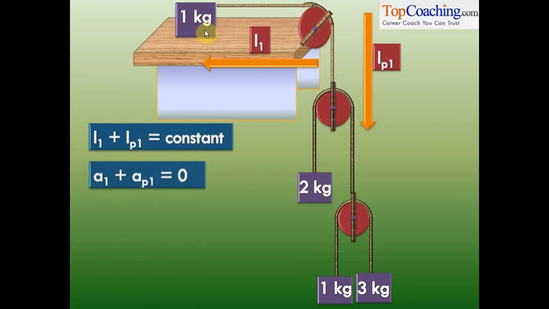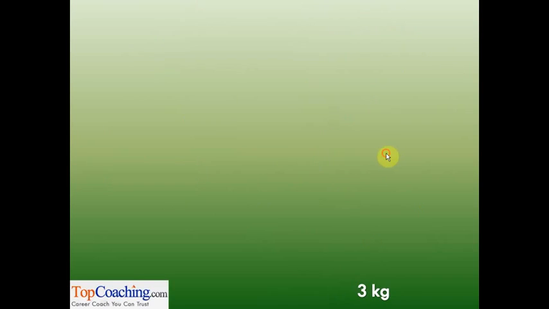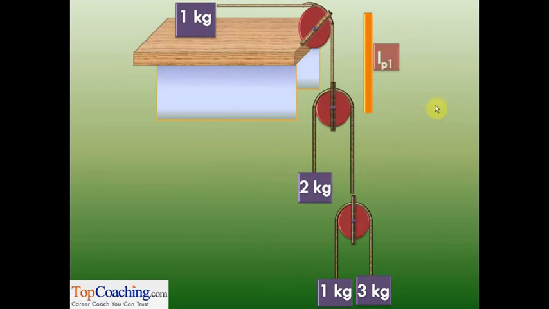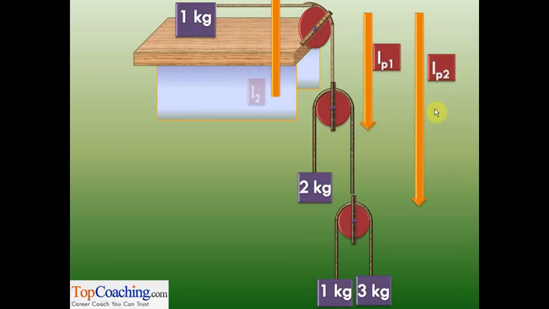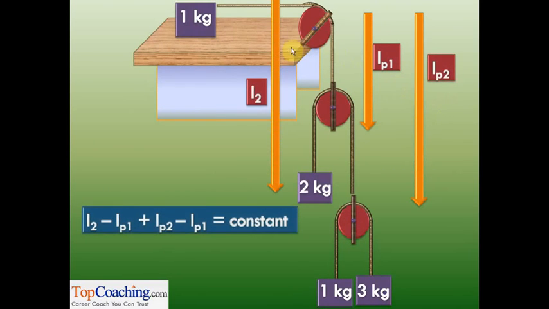When we double differentiate this equation, we get A1 plus AP1 is 0. Note that in this case, A1 is assumed to be the acceleration of the 1 kg block towards the left, and AP1 is assumed to be the acceleration of the first pulley downwards. Understood? So A1 plus AP1 is 0. We can now apply the constraint equation for the second thread. For the second thread, these are the important parameters involved. As you can see, L2 minus LP1 plus LP2 minus LP1 is constant, isn't it?